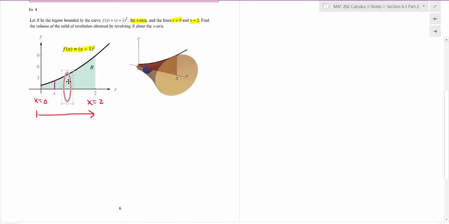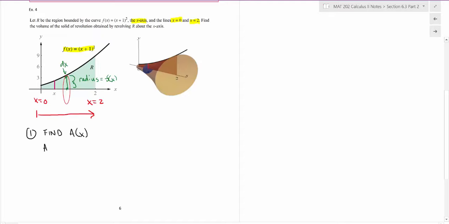What I would be doing there is summing that disk. So I've got a thickness of dx, and then the radius is really just going to be that function value. So that radius is just going to be whatever the function value is. It's going to change as you go left or right. So step 1 in setting this up is we need to find the area function, A of x.